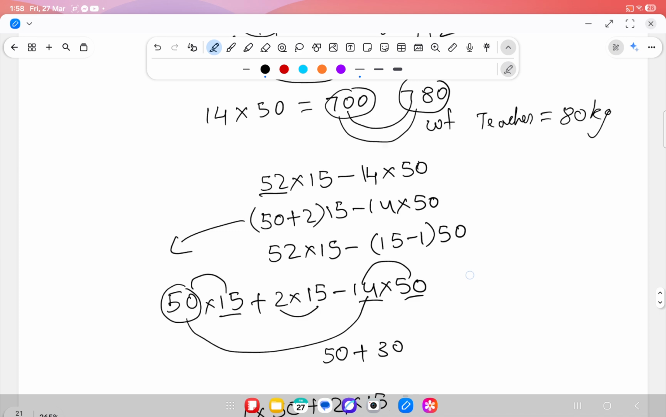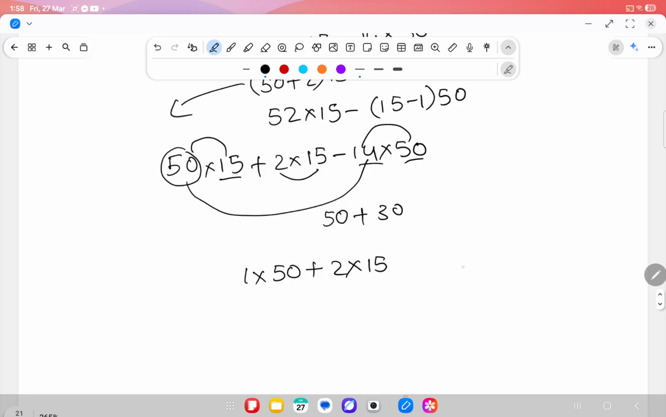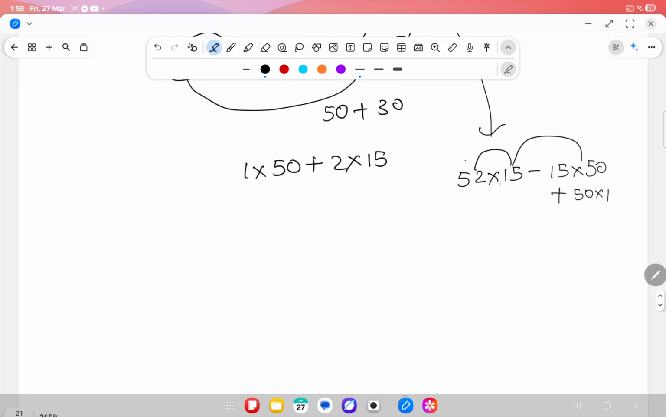Okay. So in another way, what we need to write? 52 into 15 minus 15 into 50 plus 50 into 1. Now 15a, 15b, what will we get? If I take 15 common, 15 into 2 plus 50 into 1. I will rewrite the equation.